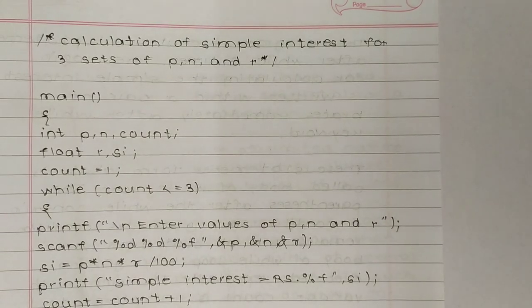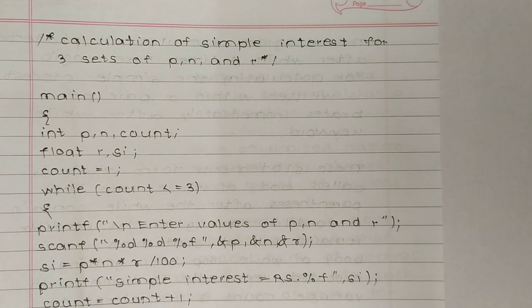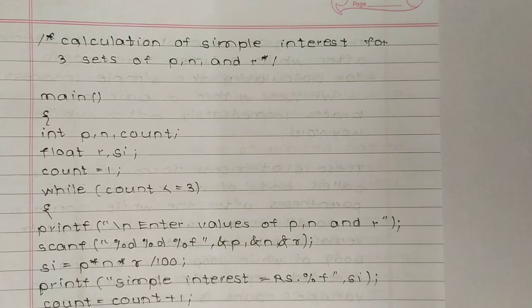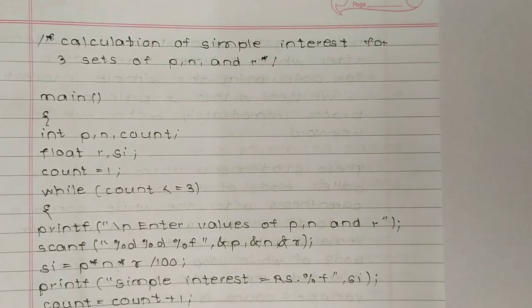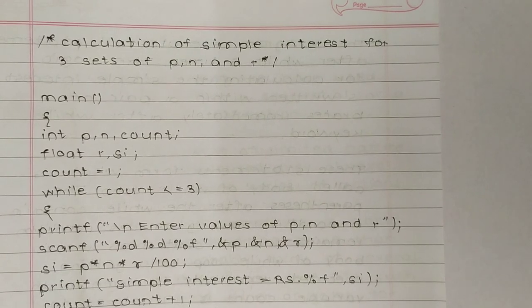Now we can write a program using a while loop using that flowchart. First is main. Main is used in every program, so it is compulsory. Now int p, n, count, so p, n and count are integers. Now float r, si, so r and si are float. Now count is equal to 1 because count was initially 1. Now the while loop, count is less than or equal to 3.